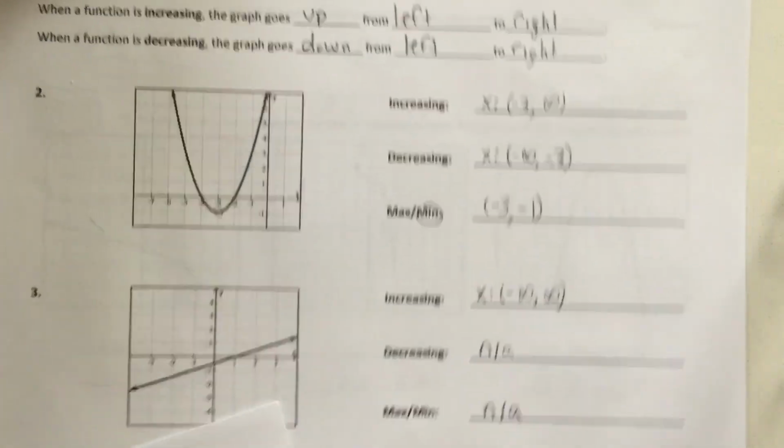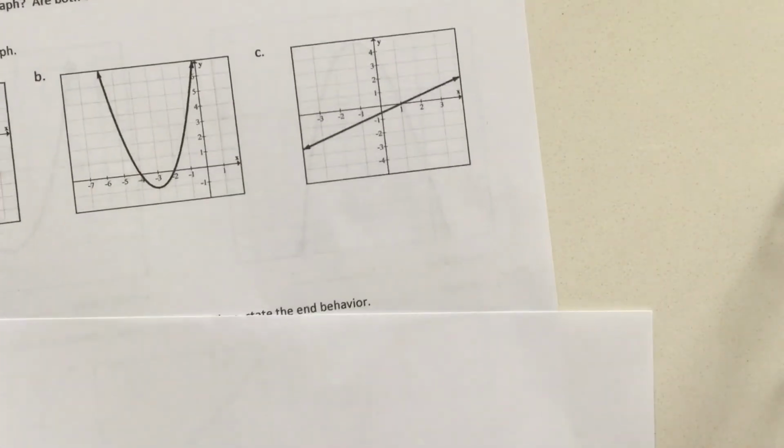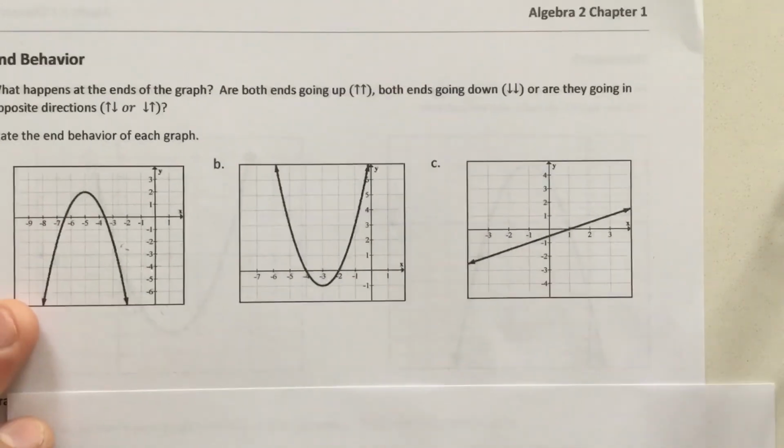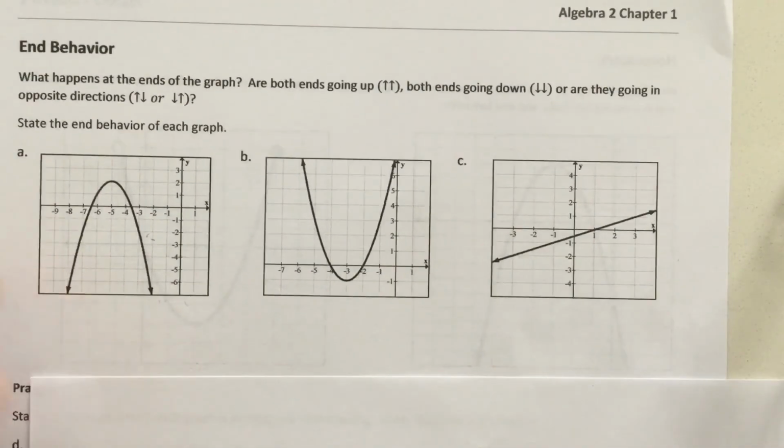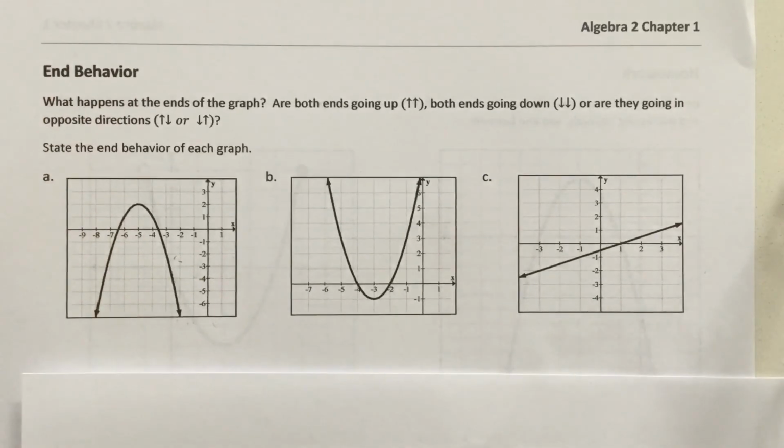All right, on to page 19. And with page 19, we're going to start with what we call end behavior. And end behavior just tells you what happens at the end of each graph. The left end, the right end. Are both ends going up?